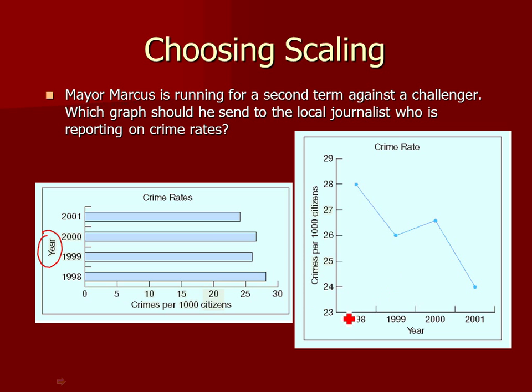Whereas if we had a line graph, the correct chart for quantitative data over the course of time, we can see, oh, the crime rate is decreasing over the years. So make sure we pick the correct graph to display our data.